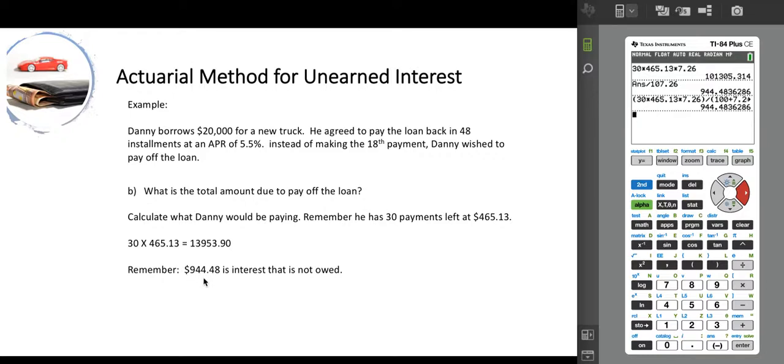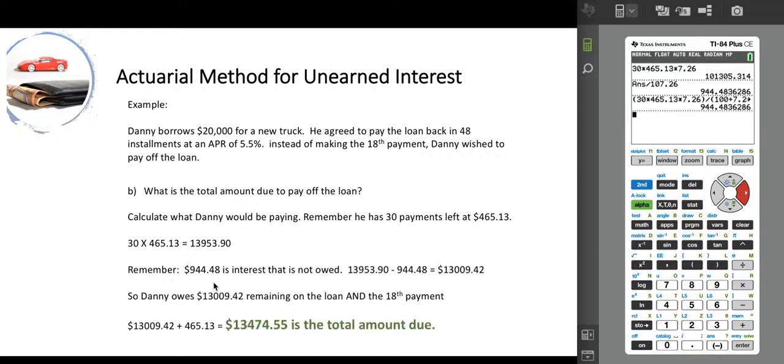But wait a minute. Remember, he doesn't owe this. So how much does he really owe? Well, you're going to subtract that amount from what he has left to pay. And so his balance due is $13,009.42. But wait a minute. This is all happening at that 18th payment. He didn't make the 18th payment. So he has this amount plus that 18th payment, so another $465.13. And the total amount due is $13,474.55.